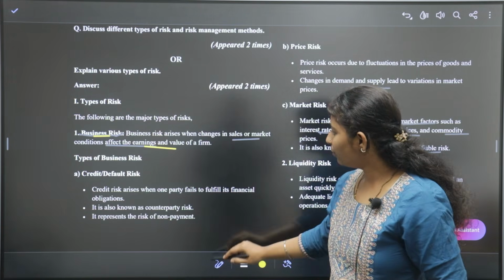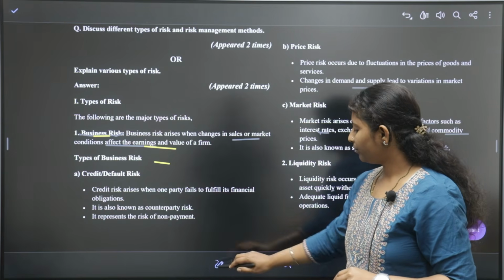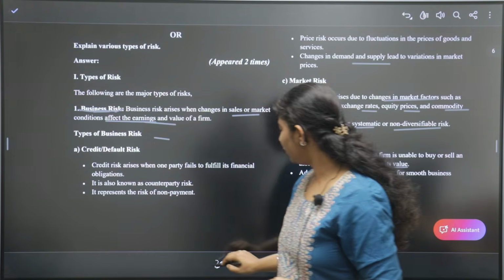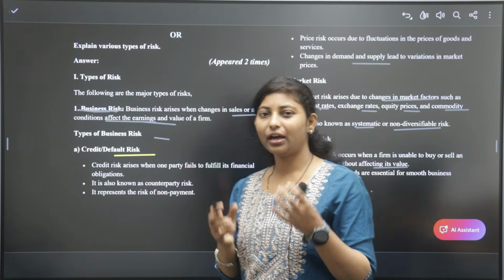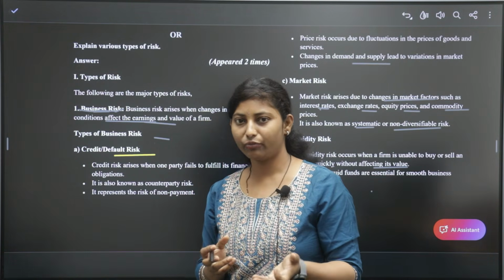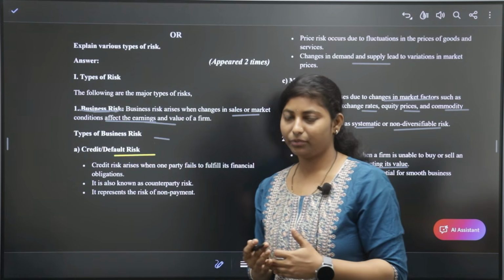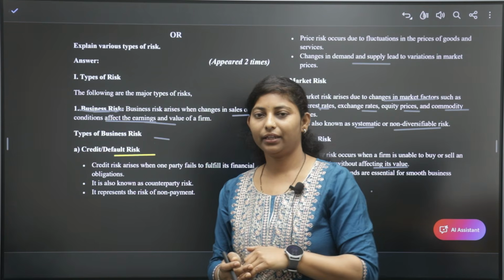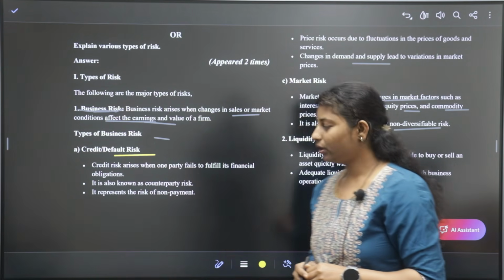And next, here we have the types of business risk. We have 3 types of business risk majorly. So here the first type is credit or default risk. Credit or default risk is nothing but the amount which we gave to someone from the business, and that amount does not come back to the business, meaning the party or the person is not willing to pay it back. Such an amount we call credit or default risk.